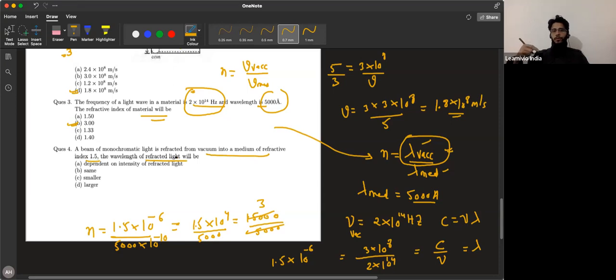When light travels from one medium to another, its wavelength decreases, right? So the wavelength will be smaller. In refraction, the speed of light changes and the wavelength also changes. So when light is traveling from one medium to another, its wavelength is decreasing. Note that down. Written? Yes, sir.